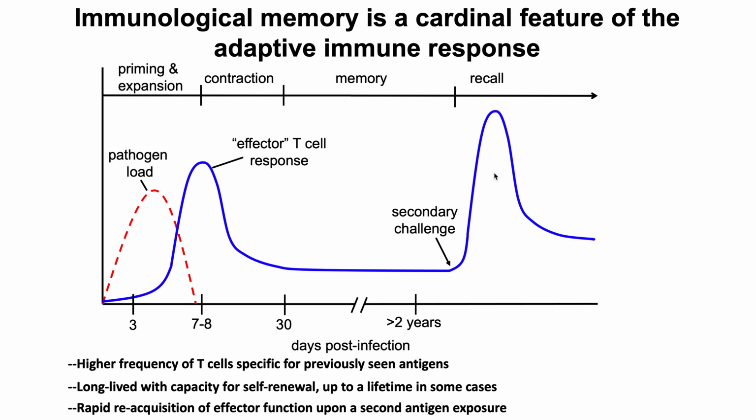And lastly, these memory T cells, if they do see their antigen again, rapidly reacquire their effector functions and become very efficient mediators of pathogen control. And so memory T cells form an important part of immunological memory.